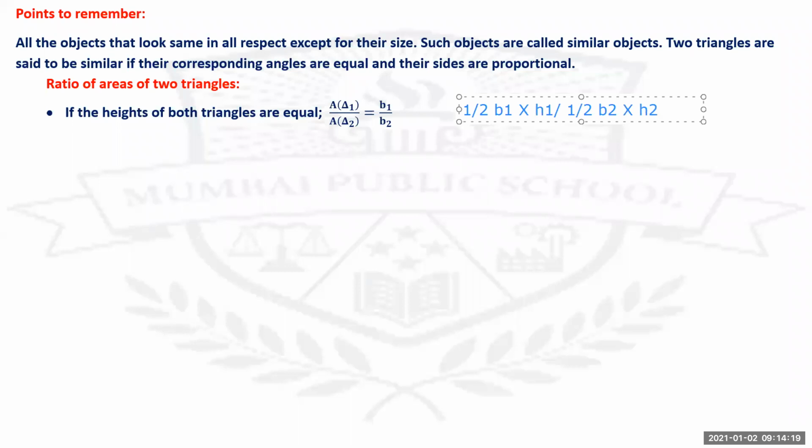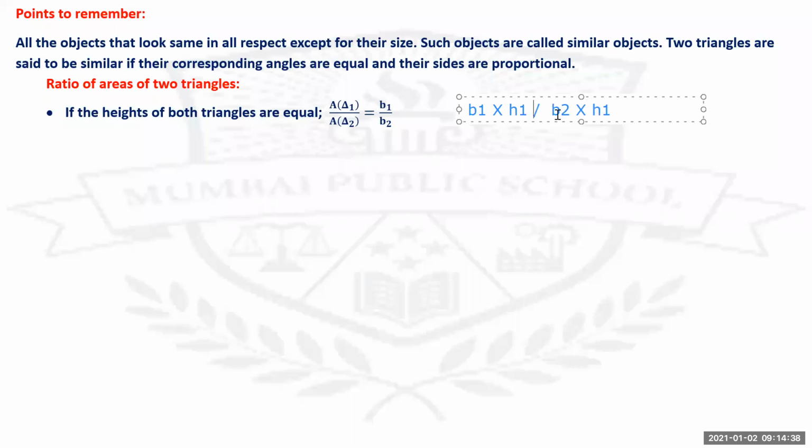H1 equals H2. So in place of H2, I'm going to write H1. What happens here is, check, this half and this half, numerator and denominator, are going to get reduced off, so that I'm going to reduce here. It's going to get cancelled off. Now what is left out? B1 into H1 upon B2 into H2.